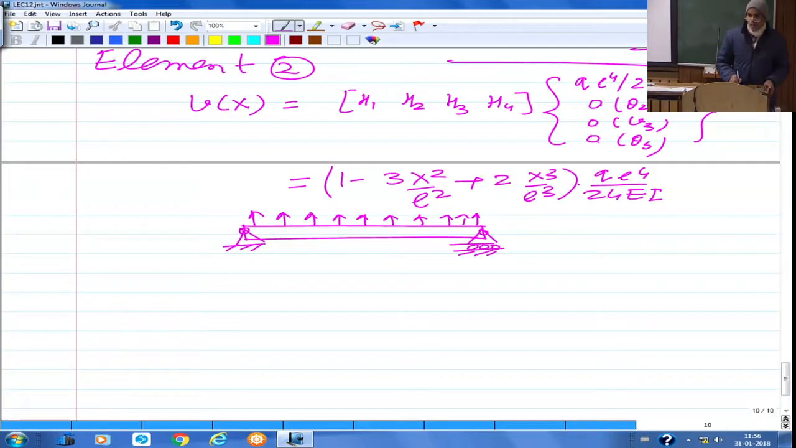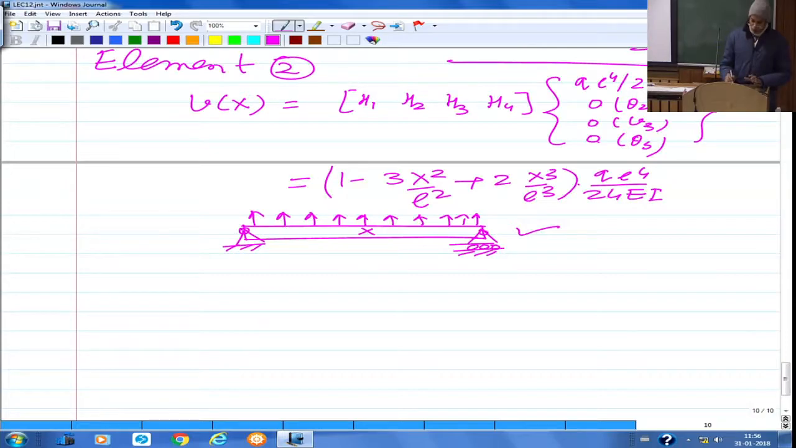Of course this problem can be solved using a minimum of how many elements? For accuracy we finally need to take a sufficient number of elements, but the minimum workable solution you can get here with just one element, because the boundary conditions in terms of primary variables are only V0 here and V0 here, so theta would still be non-zero. Using a one element solution, you can calculate the deflection at the center. That may not be accurate, but you can get some solution. So you can try solving this problem using one element and using two elements.